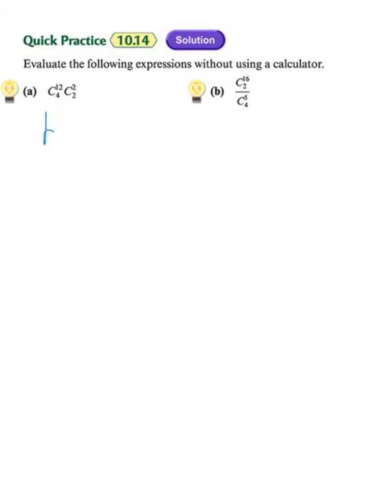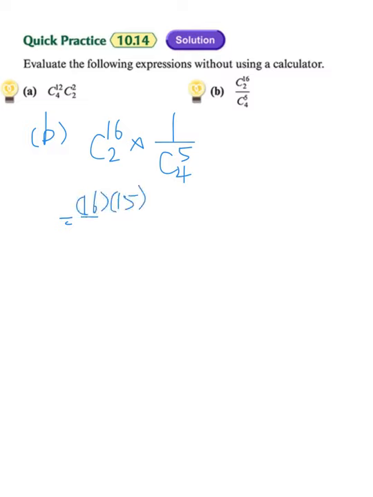Okay, so for part B, 16C2 over 5C4. So that means 16C2 times 1 over 5C4. So 16C2 is 16P2 over 2 factorial. That means 16 times 15 over 2 factorial, so 2 times 1. Okay, and then multiplying.